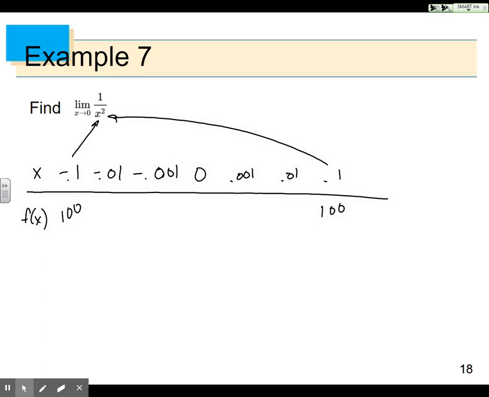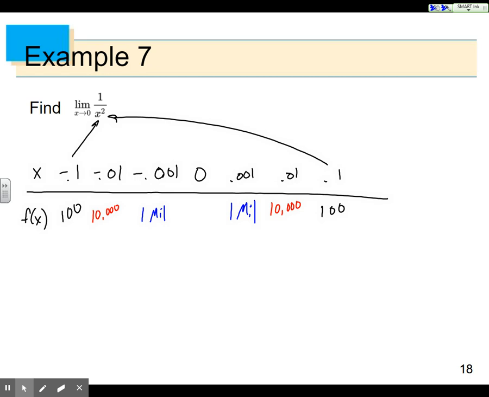Okay. Negative 0.01 and positive 0.01, I got 10,000. It got big really quick. And I don't even have enough room to write the next one. It's going to be 1 million. This thing is not coming down anytime soon.